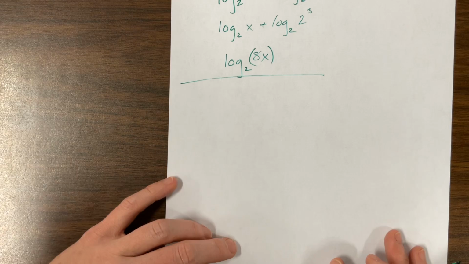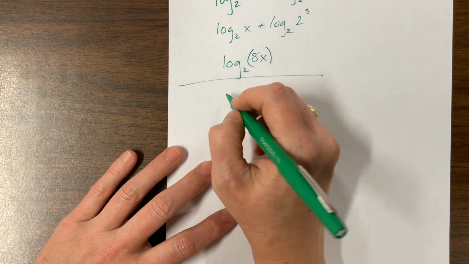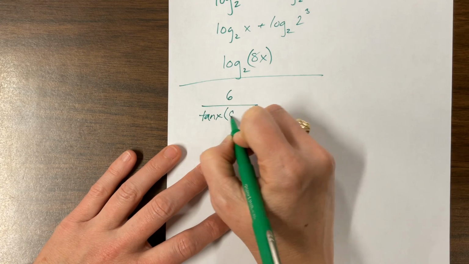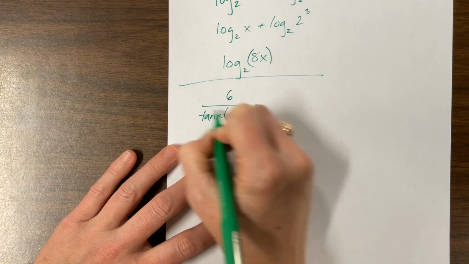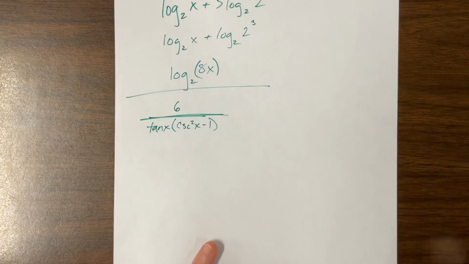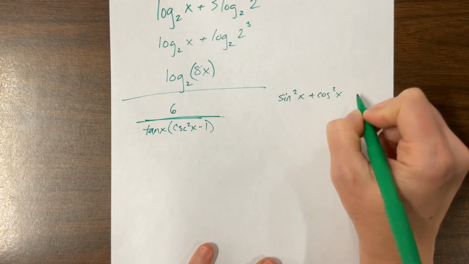Okay, the next one: write k of x as an expression in which tangent, so they gave us 6 over tangent of x times cosecant squared x minus 1. Okay, so what would I do with this problem? Well, I would have probably already written on my scratch paper the Big Daddy. Go back and watch my other videos if you don't know what I'm talking about.